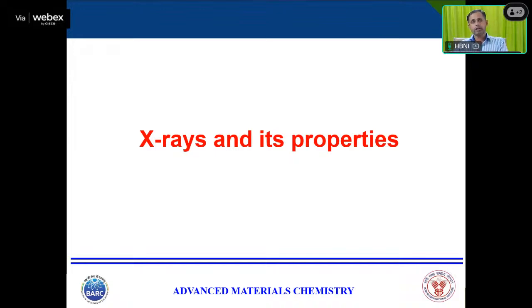electron microscopy, as well as Auger electron spectroscopy, or secondary ion mass spectroscopy, which is separately different from this. And from neutrons, we have neutron diffraction and small angle neutron scattering. So all these techniques we'll discuss in detail in future classes.